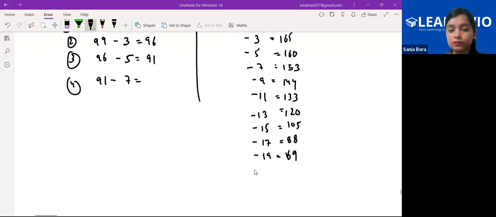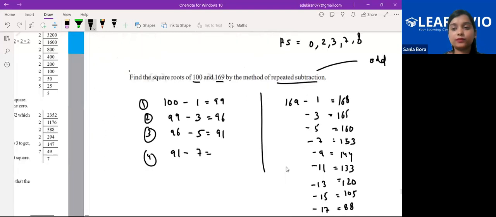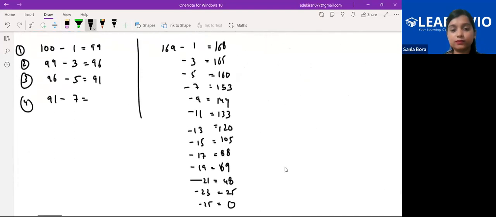Ma'am, 69 minus 21 is equal to 48. Wait, ma'am. Correct. 48 minus 23 is equal to 25. Then 25 minus 25, 0. Okay. Ronnie, finish. What, ma'am? Finish this one. I was waiting for you only. Almost done. Okay, quickly do it.